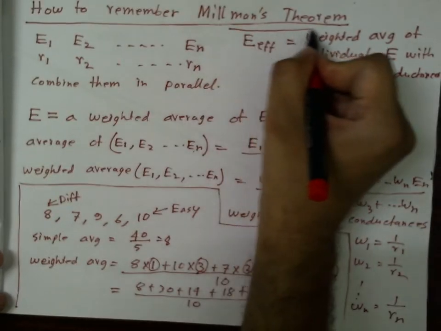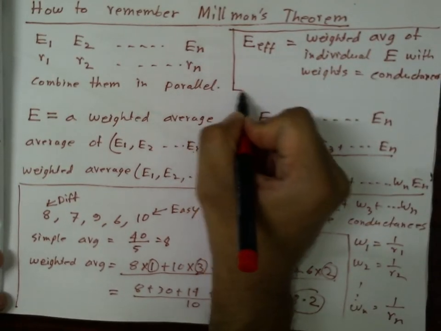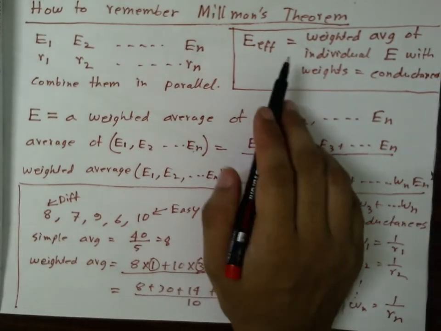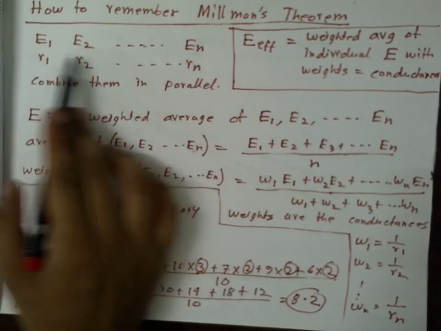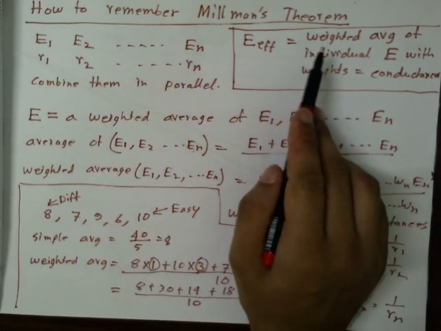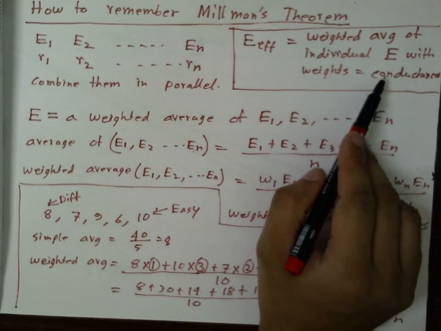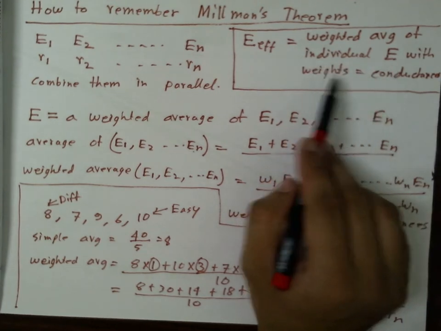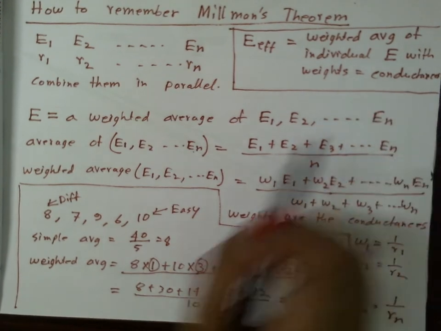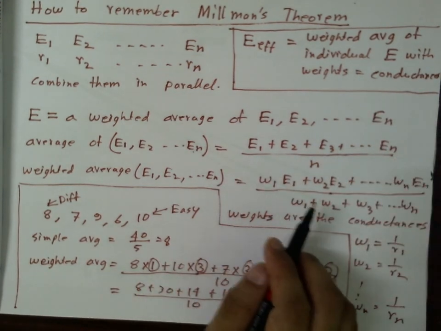So this is Millman's theorem. Effective EMF of the parallel combination of these individual EMFs is nothing but the weighted average of the individual EMFs weighted by the corresponding conductances. That's how you may remember it.